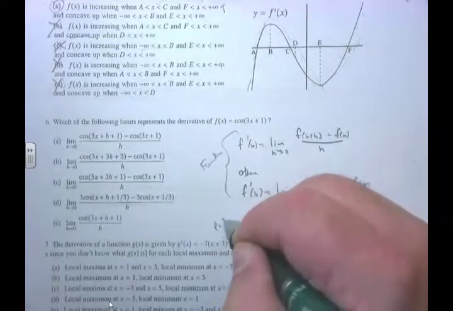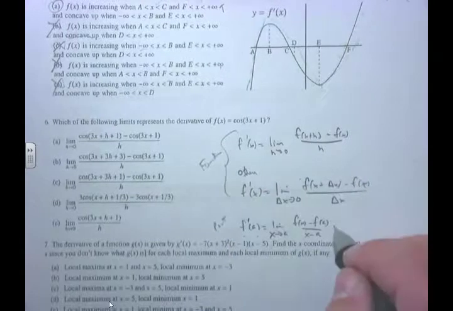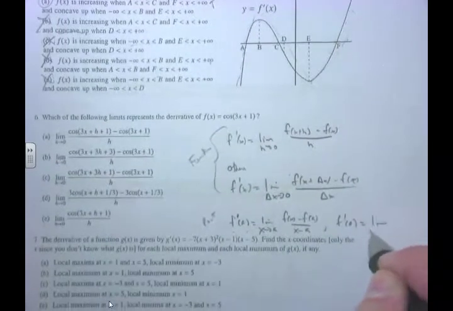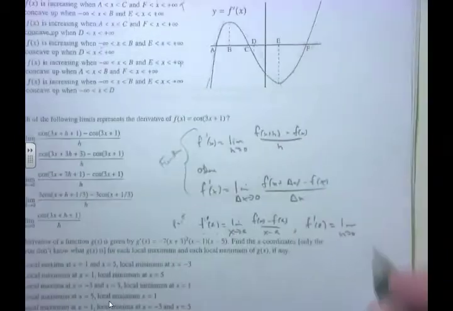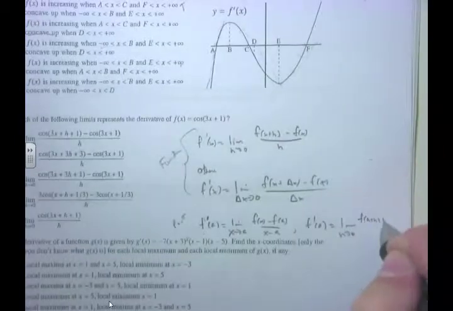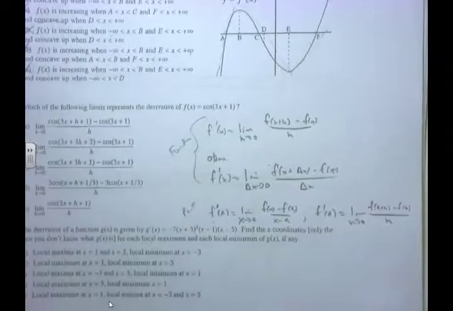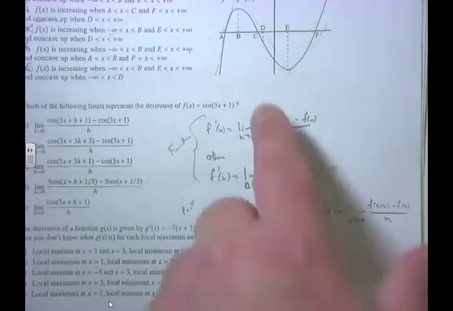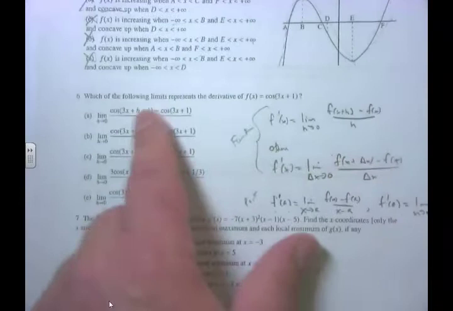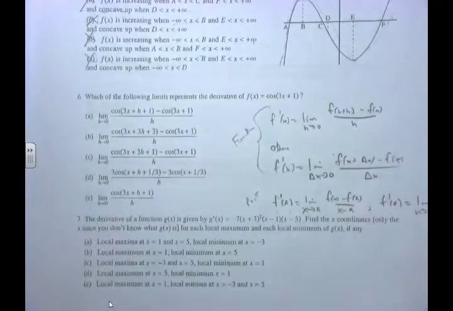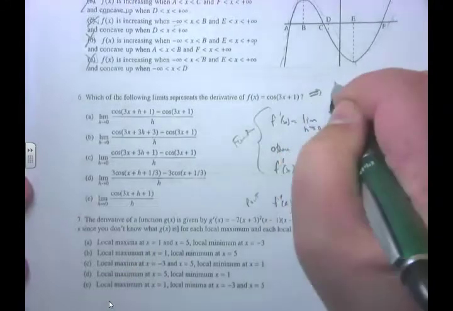This is at a point. Okay? The other one that's at a point is this one. F prime of a is equal to the limit as h goes to 0 of f of a plus h minus f of a all over h. These are all the definitions of derivatives. These last two are derivatives at points. These first two are derivatives of a function. They want to know which one is the derivative of a function here. So here we go. Straight up.